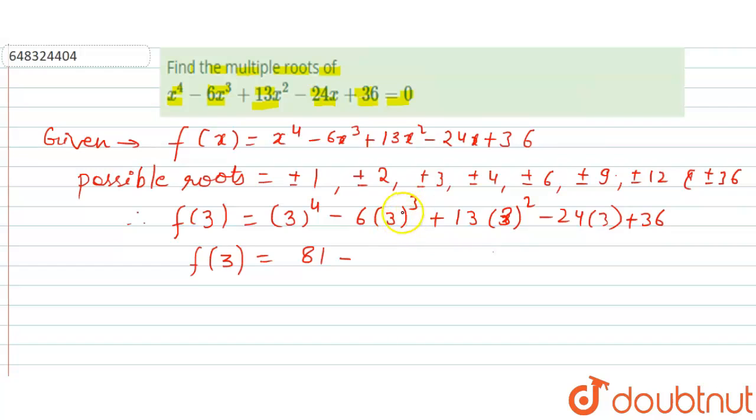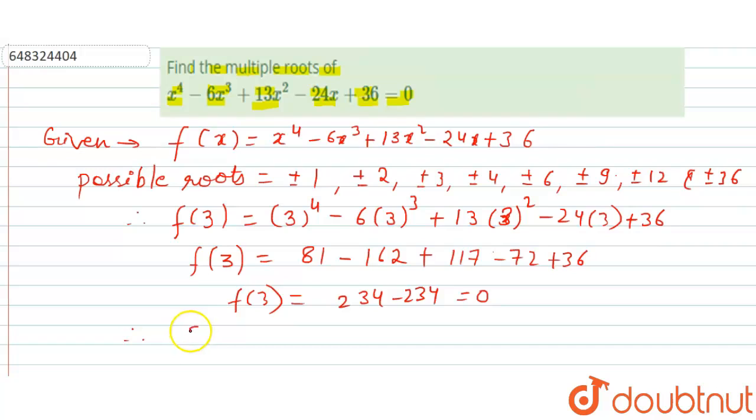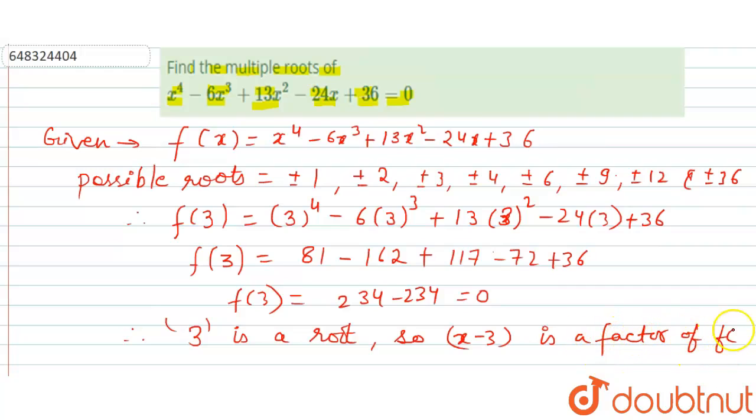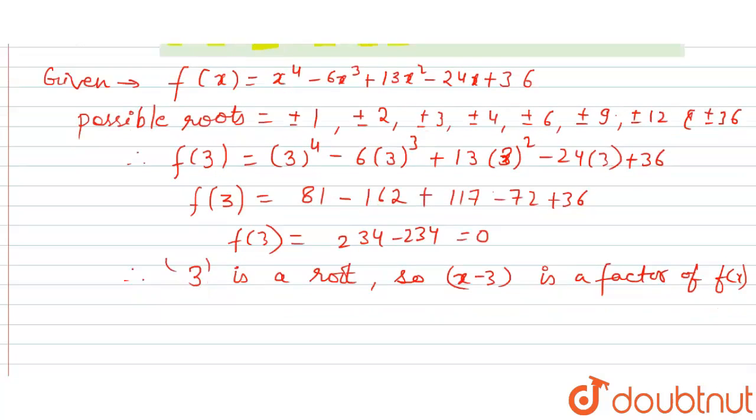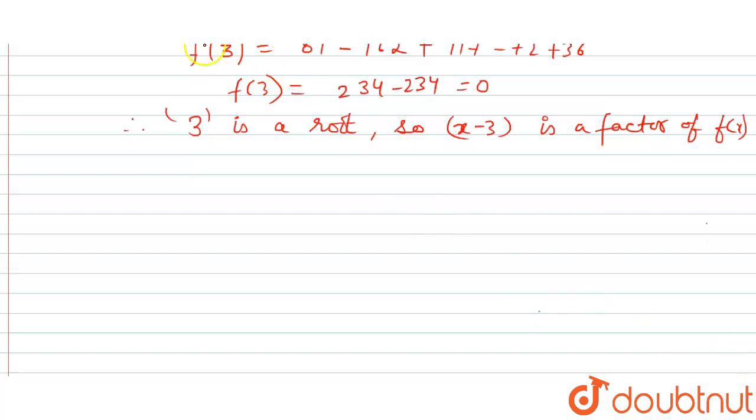That will be 27 into 6, which gives 162. Here we have 117 minus 72 plus 36. From here we get 234 minus 234, so f of 3 is equal to 0. It implies that 3 is a root. So x minus 3 is a factor of f of x.